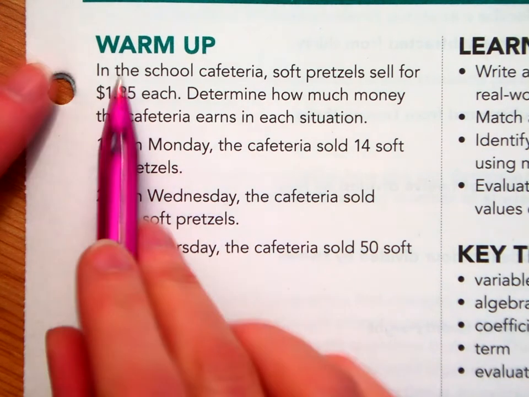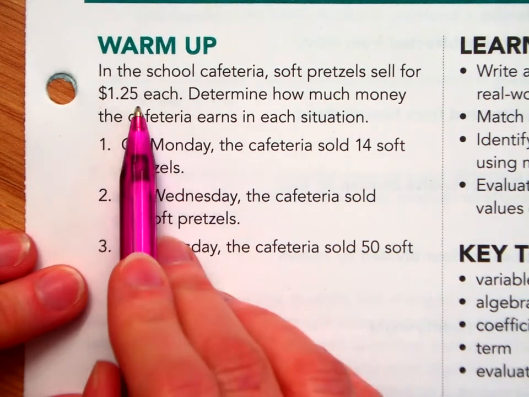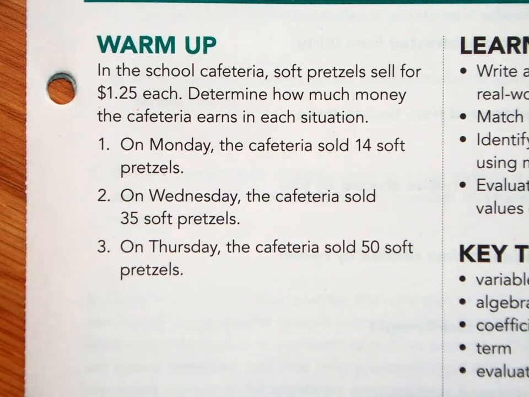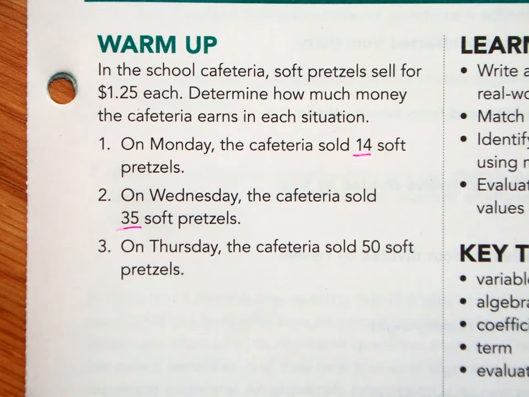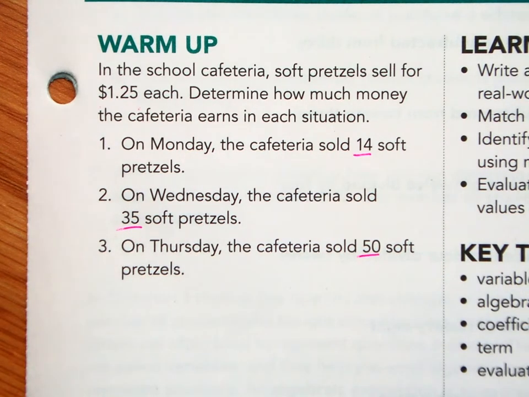Warm-up. In the school cafeteria, soft pretzels sell for $1.25 each. Determine how much money the cafeteria earns in each situation. On Monday, the cafeteria sold 14 soft pretzels. On Wednesday, the cafeteria sold 35 soft pretzels. On Thursday, the cafeteria sold 50 soft pretzels. I want you to think for a minute, what operation would you need to accomplish this task? If you said multiplication, you are correct.